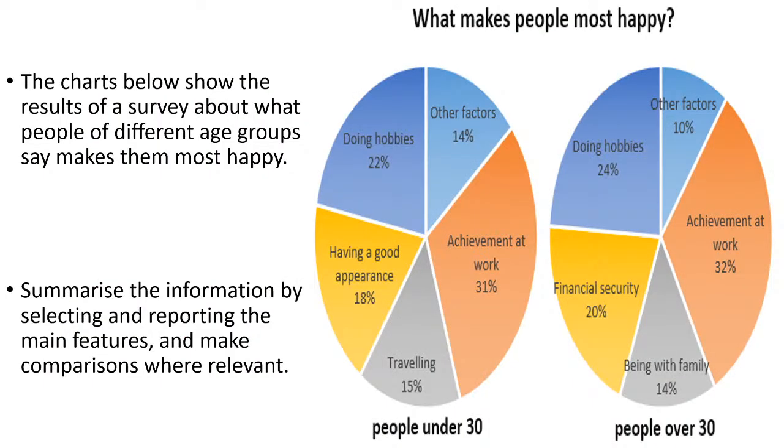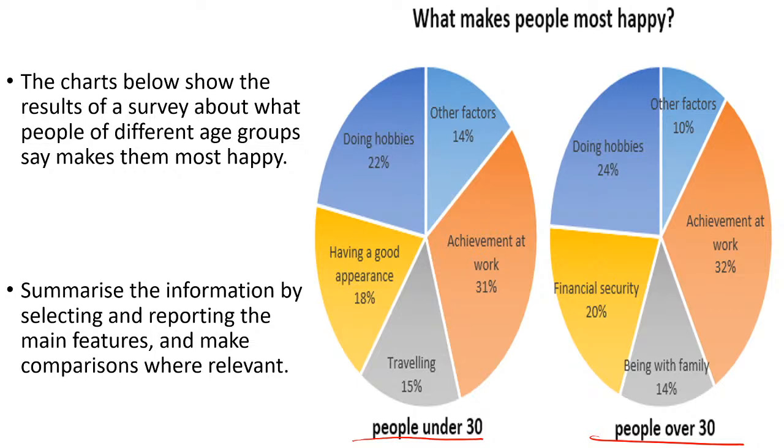Further is what makes people most happy. The chart below shows the results of a survey about what people of different age groups say makes them most happy. We have two categories, people under 30 and people over 30. So let's identify the highest percentage, what makes people under 30 most happy.